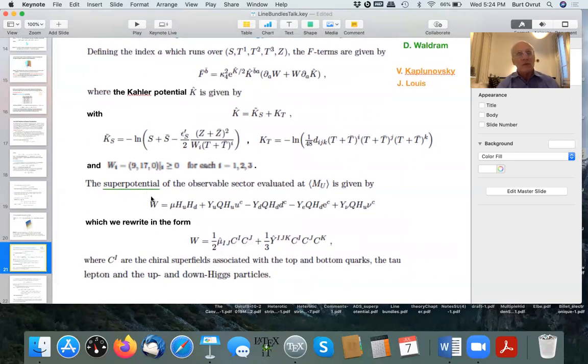In the B minus L MSSM, this is the superpotential written in our usual fields. We take all of this as occurring at the unification scale. But following particularly Kaplunovsky, Louis, and other papers on this, we will rewrite this in this form. So there'll be a mu hat ij coefficient and a lambda hat ijk coefficient involved in this. The Ci are chiral superfields associated with top and bottom quarks, the tau lepton and up and down Higgs particles. So we're only dealing with the heavier particles, and we're just dropping the rest for simplicity.